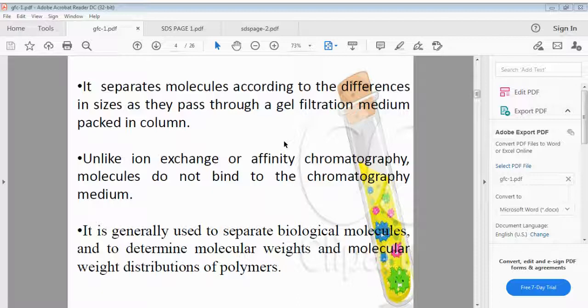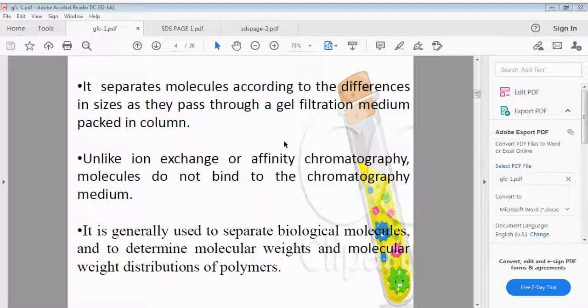So how are the protein molecules getting separated? Smaller protein molecules get entrapped in the gel, whereas the bigger molecules which cannot enter the pores of the gel will not get entrapped but will be present in the void spaces, the intermolecular spaces between the gel in the column. So when the mobile phase is flowing through the column, the bigger, larger molecules which are not entrapped in the gel will be washed out of the column first. That means they will be eluted out of the column first. So this is the principle.